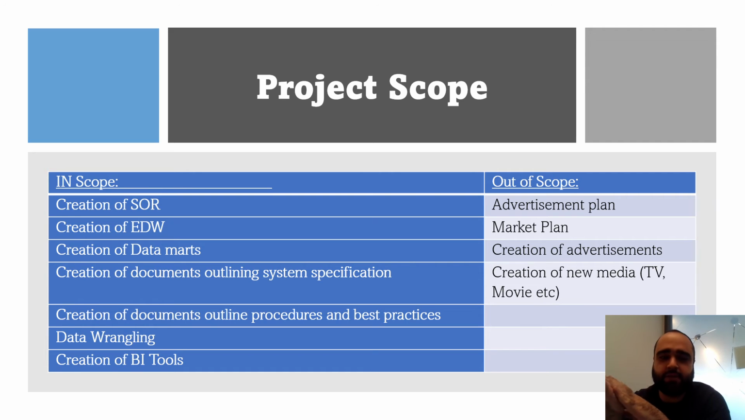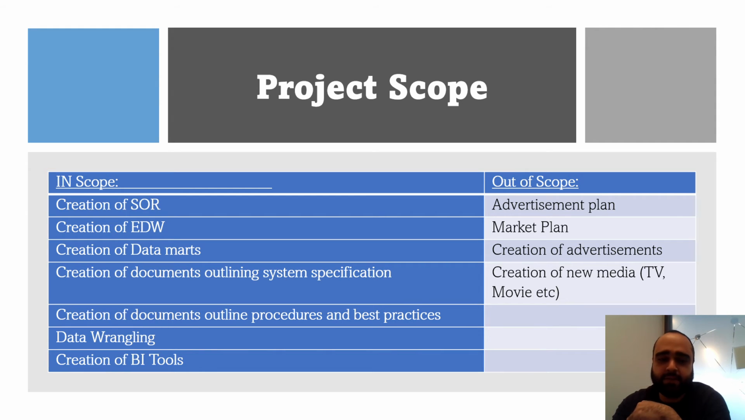So in terms of the project scope, it's important to understand what is in scope and out of scope in order for the team to understand what is part of their responsibility and what is not part of the team's responsibility. So first off, the creation of the systems of record and the enterprise data warehouse are the two first steps that we need to deliver on this project.